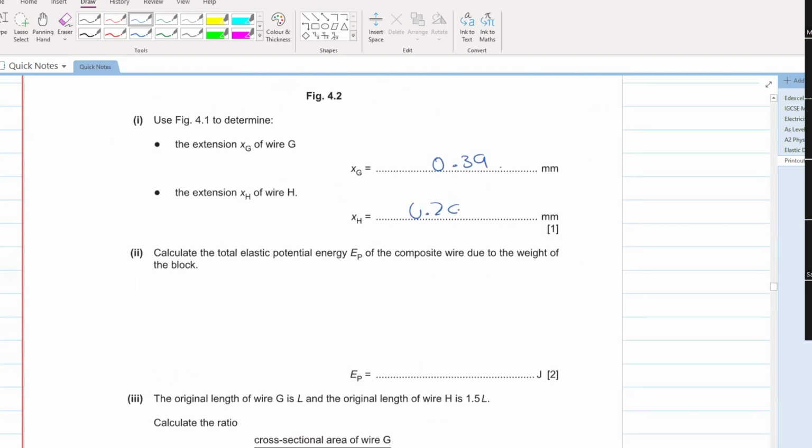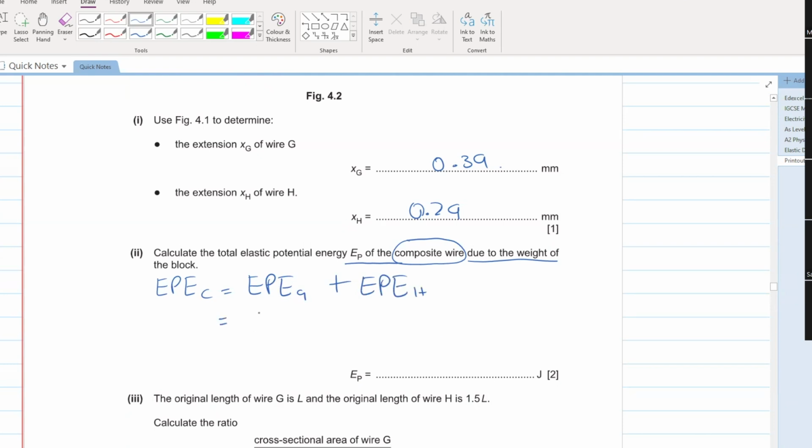Perfect. 0.29 is your extension of wire H. Perfect. Calculate the elastic potential energy of the composite wire due to the weight of the block. बेटा हमने elastic potential energy निकालनी है of the composite wire. How will we do that? Elastic potential energy of the composite wire will be equal to what? Elastic potential energy of wire G plus the elastic potential energy of wire H.